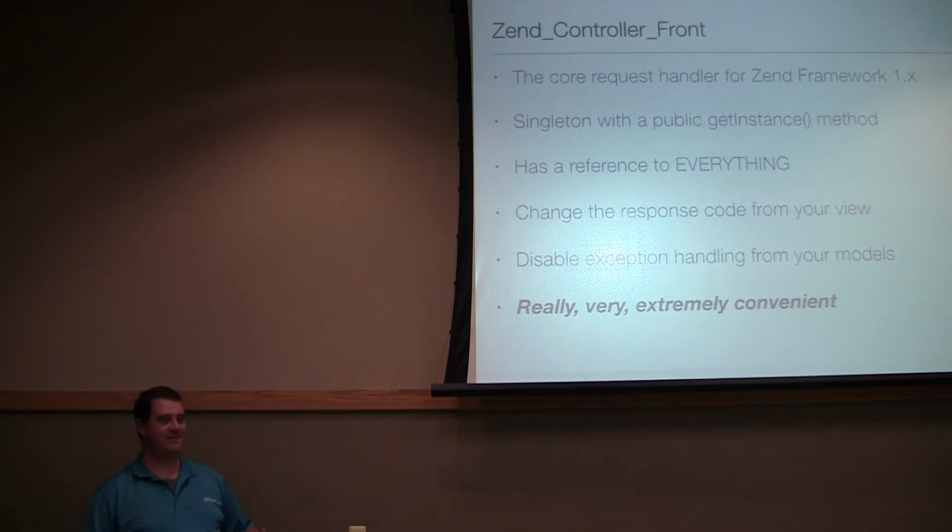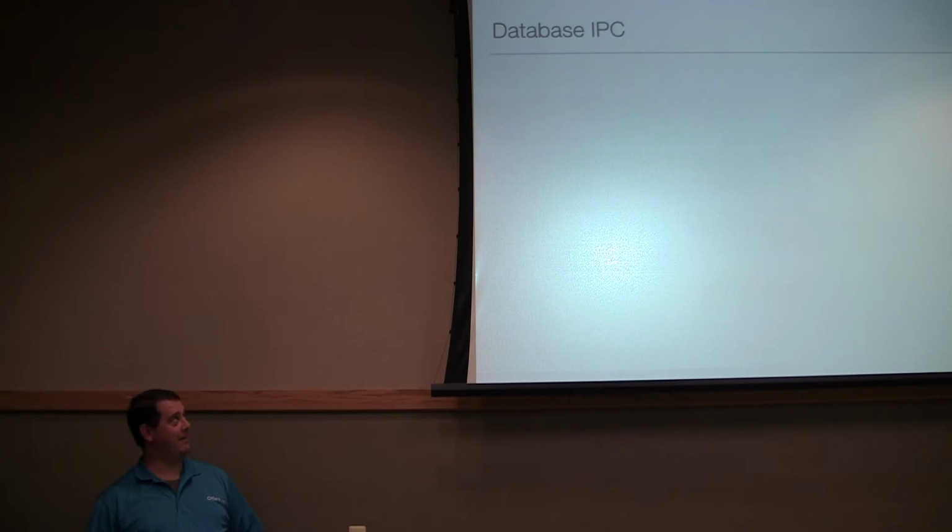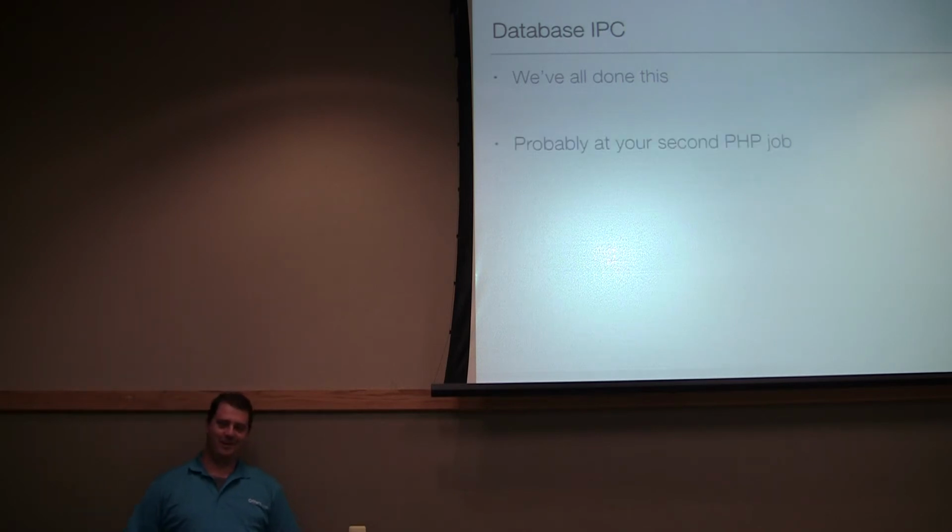My next biggest favorite one, database IPC. Your database is not a job queue. And this leaks in so quickly. Everybody's done this. I sat down to think about when I've done this in the past, and it's probably at your second PHP job. Your first one, I bet you didn't have enough authority or even confidence in your skills to come up with this problem.